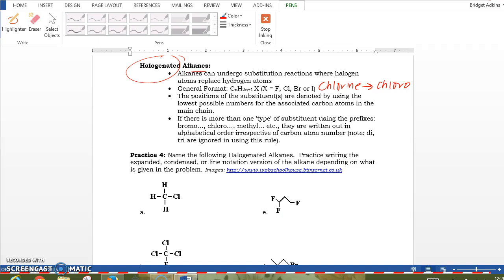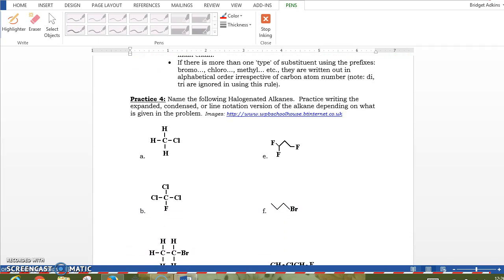All right, so if we look at these, we've got down here, this is just a 1-carbon, so we know that it's methane, but we have this guy on here instead of a hydrogen. So this is called chloromethane. So that would be a halogenated alkane and how you name it.